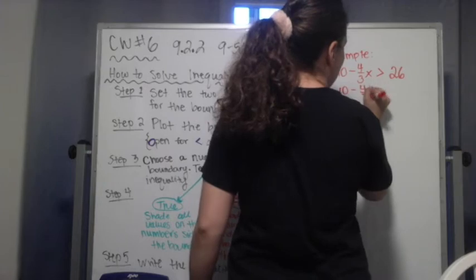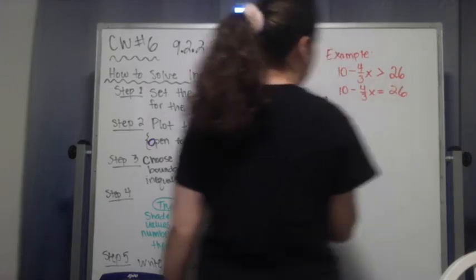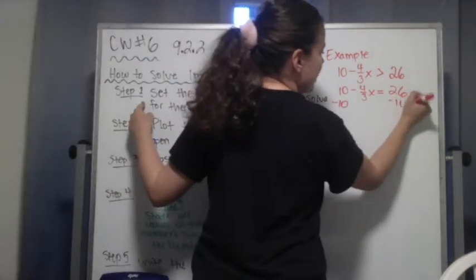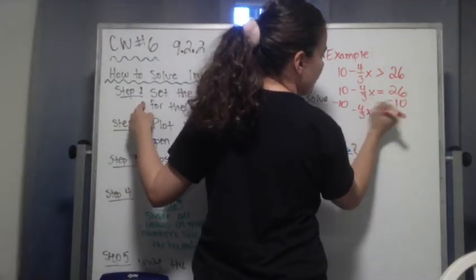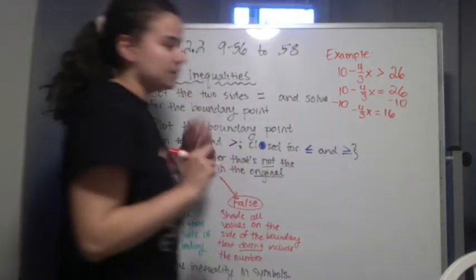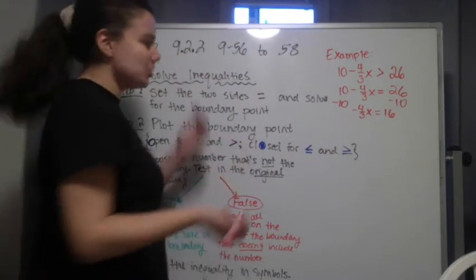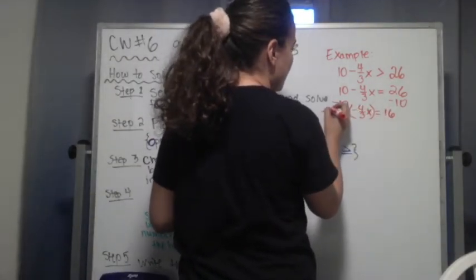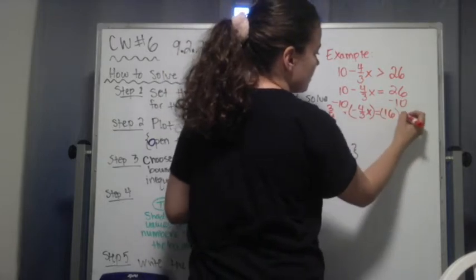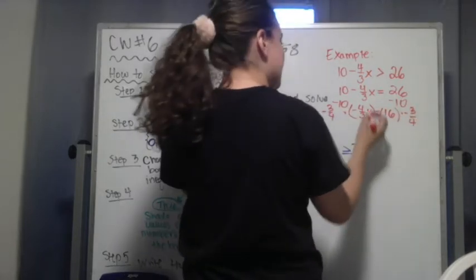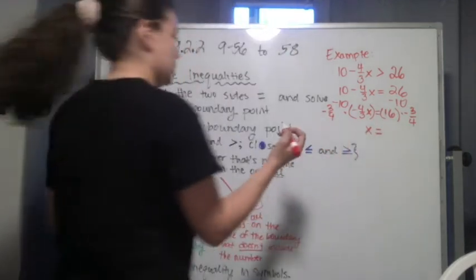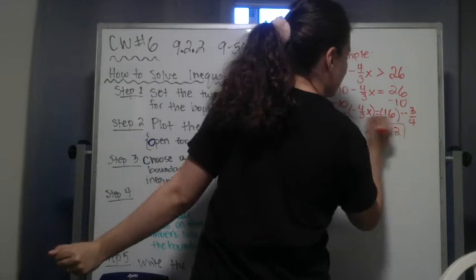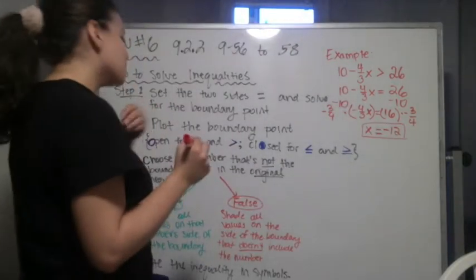10 minus 4/3 x equals 26. And then we want to solve for x. So subtract 10, we get negative 4/3 x equals 16. Remember that to get rid of a fraction, you can just divide by it or multiply by its reciprocal. So I'm going to multiply by negative 3/4 on both sides to get x is equal to negative 12.